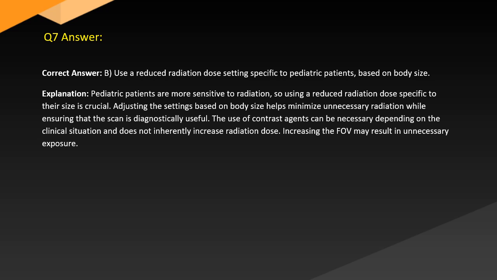Answer. Correct answer. B. Use a reduced radiation dose setting specific to pediatric patients based on body size. Explanation. Pediatric patients are more sensitive to radiation, so using a reduced radiation dose specific to their size is crucial. Adjusting the settings based on body size helps minimize unnecessary radiation while ensuring that the scan is diagnostically useful. The use of contrast agents can be necessary depending on clinical situation and does not inherently increase radiation dose. Increasing the FOV may result in unnecessary exposure.